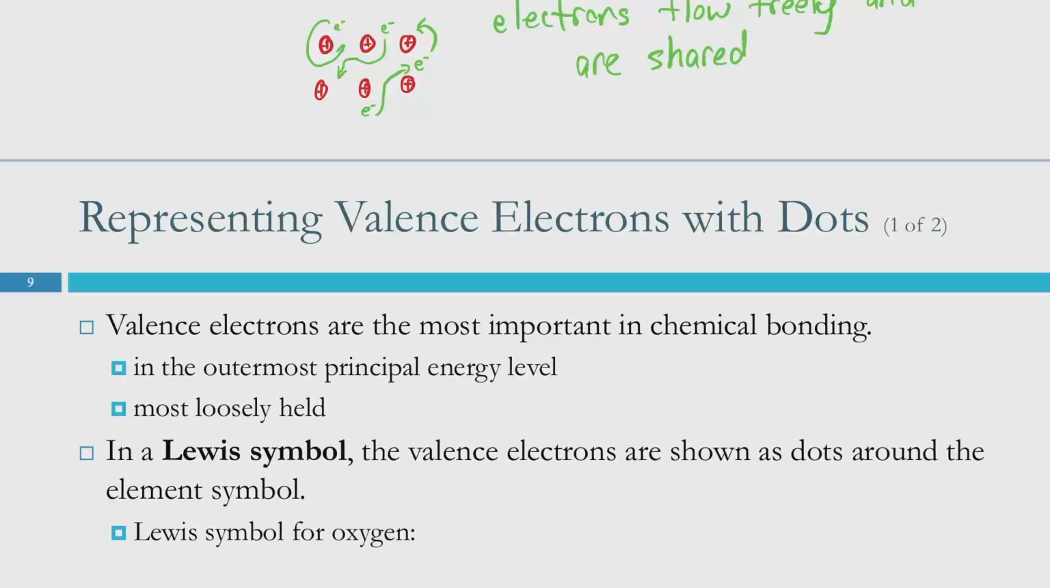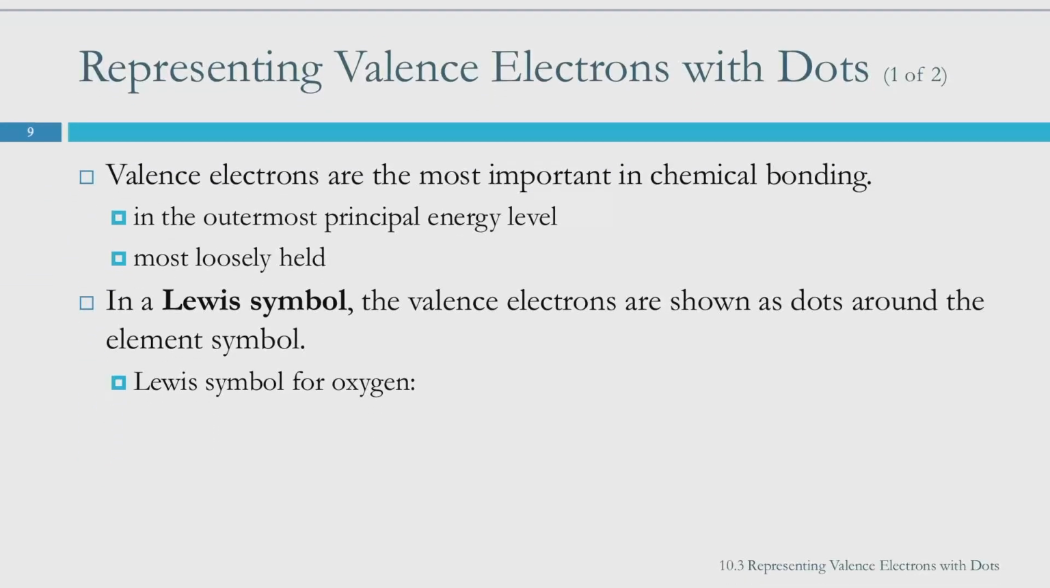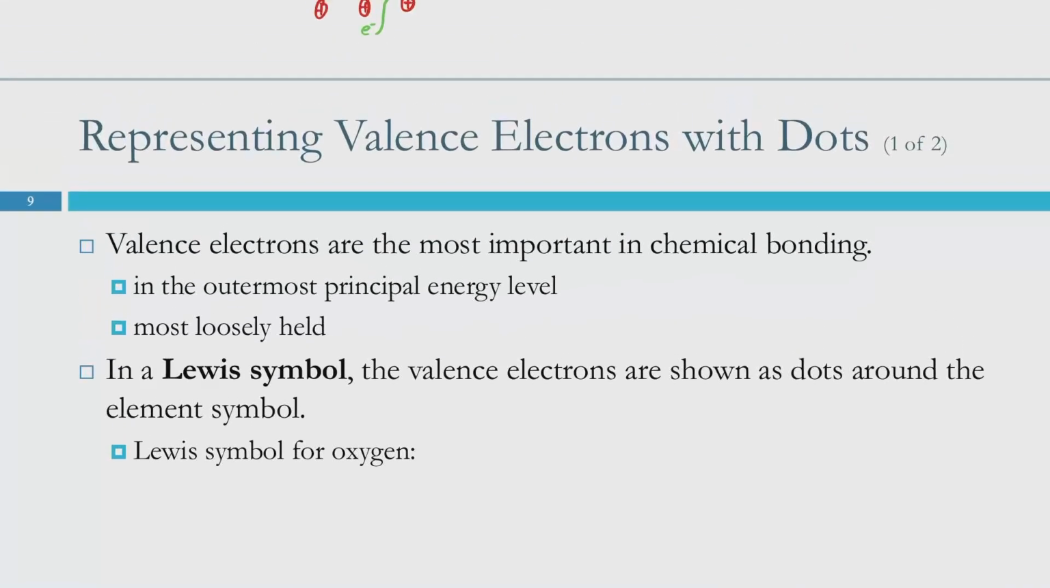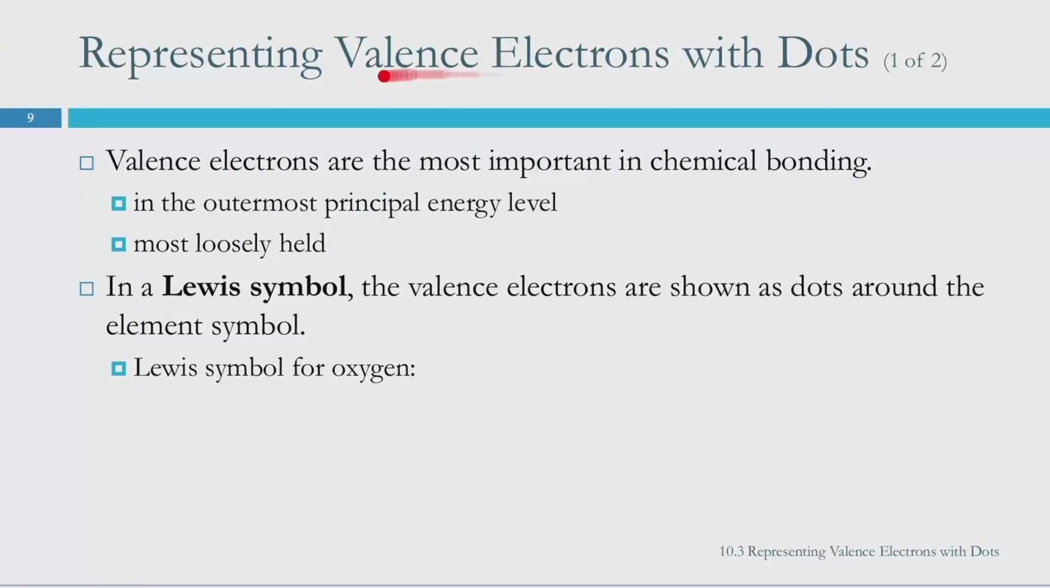Okay, back to our Lewis structures, our Lewis theory. So we represent our valence electrons, our outside electrons, with dots. Our valence electrons are the most important when we're talking about chemical bonding. These are in our outermost principal energy level, our highest n number. And because they're on the outside, they're the most loosely held. They're the first ones that are going to come off, or the first ones that are going to be able to interact because they're on the outside.